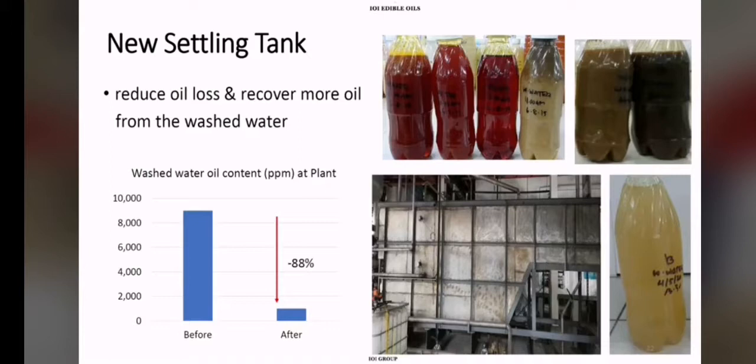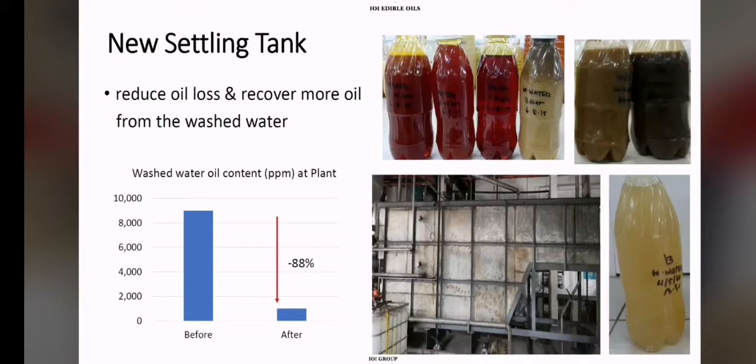The 2 pictures on the top are the water leaving the centrifuge and the quality of the water leaving the settling tank. This was the original settling tank that we had. So we found that the settling tank was not doing a very good job. We did replace the settling tank with a new settling tank that is shown here.